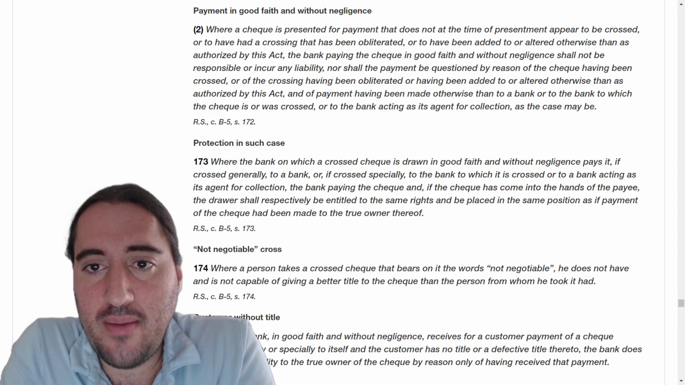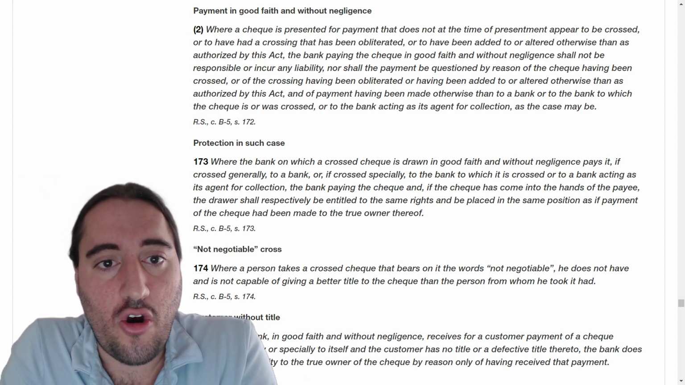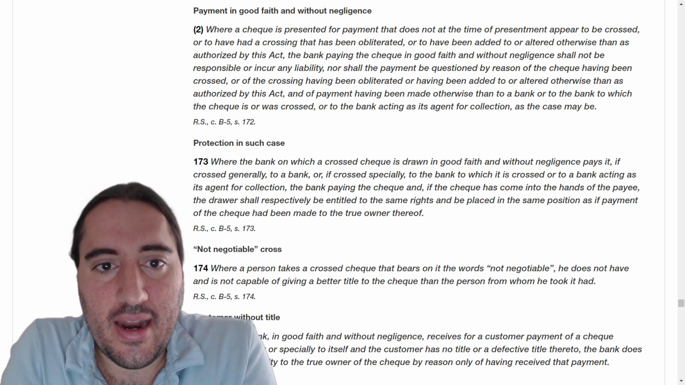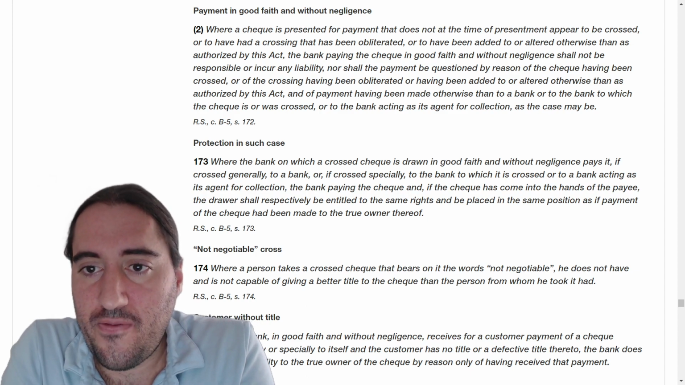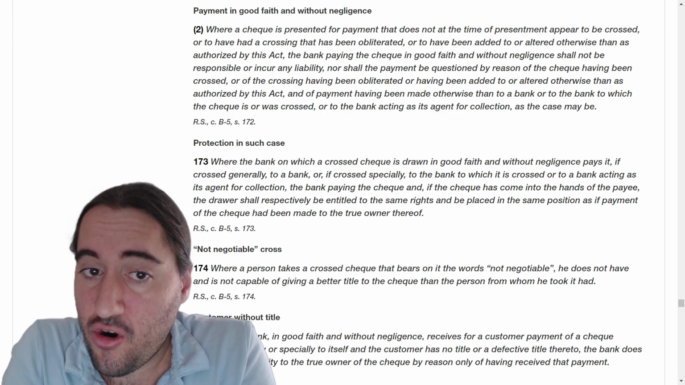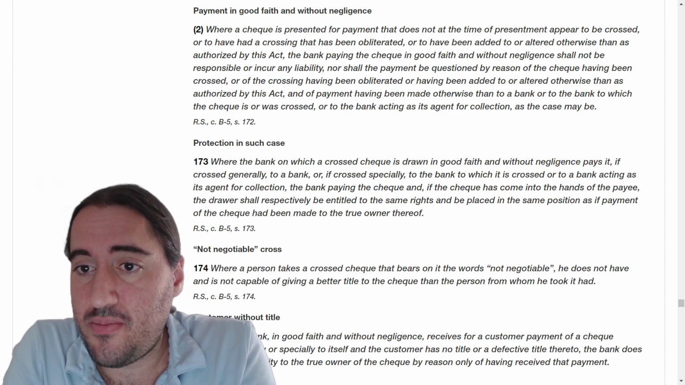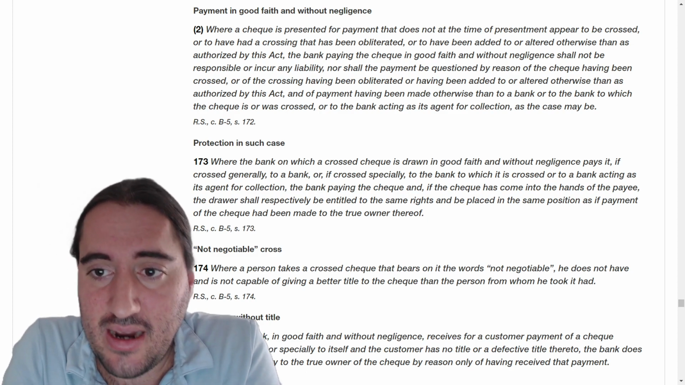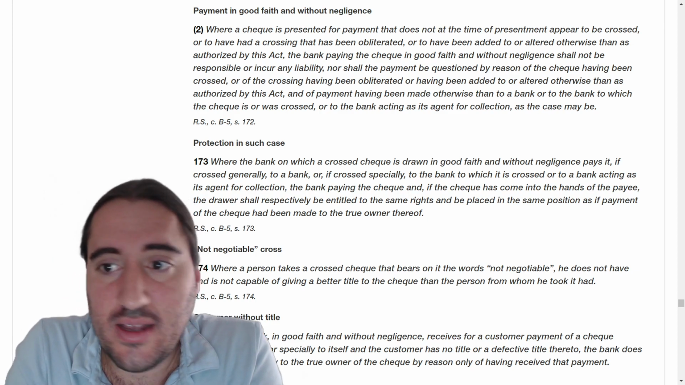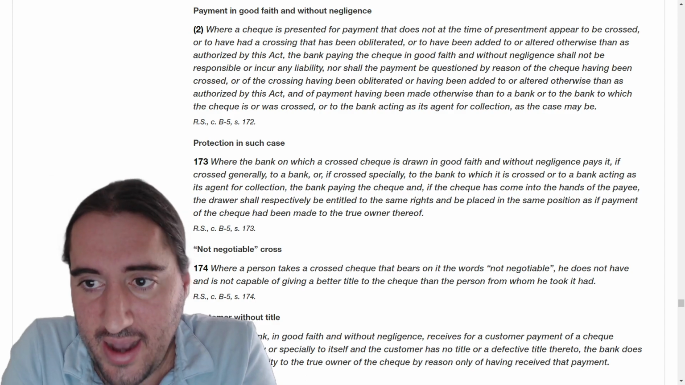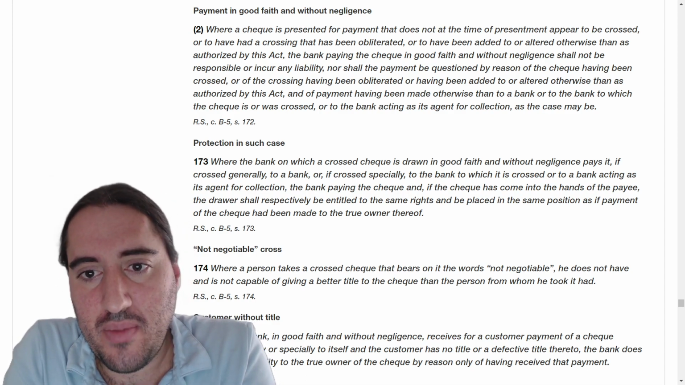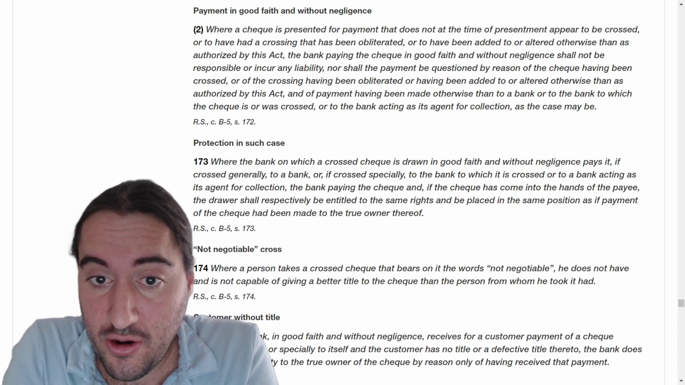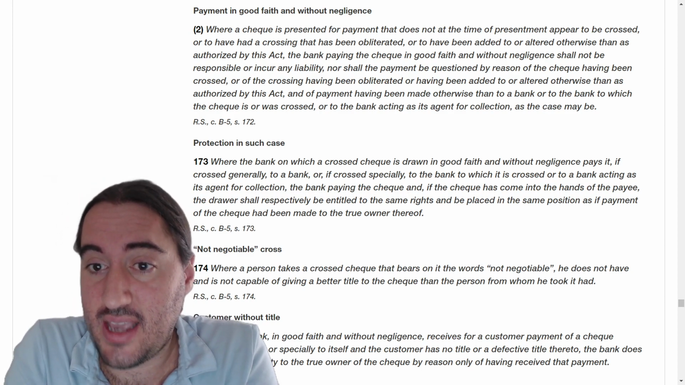Where a check is presented for payment that does not at the time of presentment appear to be crossed, or to have had a crossing that has been obliterated, or to have been added to or altered otherwise than as authorized by this act, the bank paying the check in good faith and without negligence shall not be responsible or incur any liability, nor shall the payment be questioned by reason of the check having been crossed, or of the crossing having been obliterated, or having been added to or altered otherwise than as authorized by this act, and of payment having been made otherwise than to a bank, or to the bank to which the check is or was crossed, or to the bank acting as its agent for collection, as the case may be.